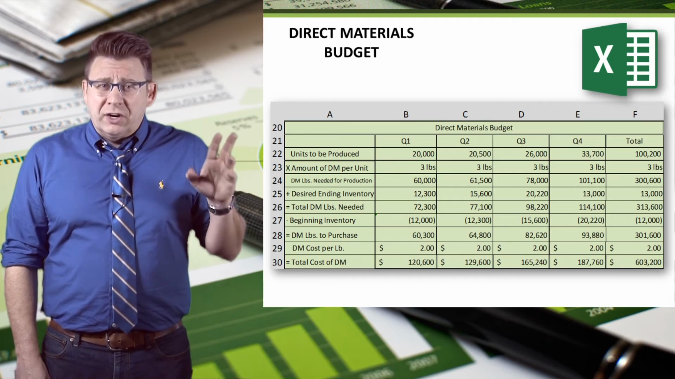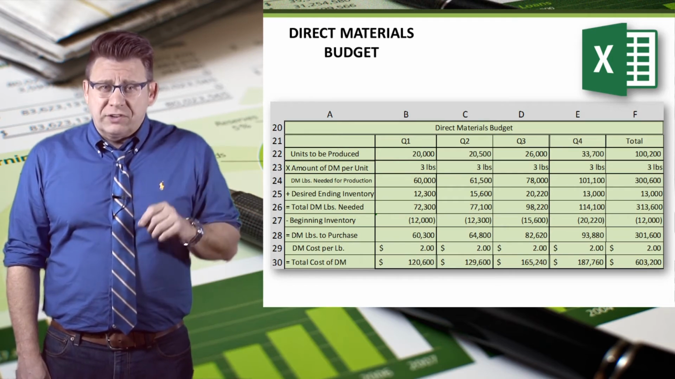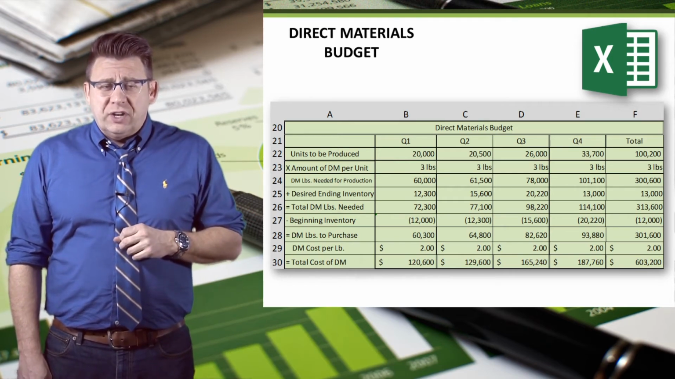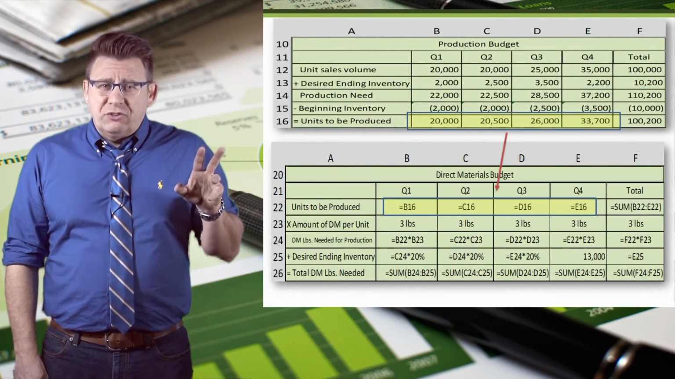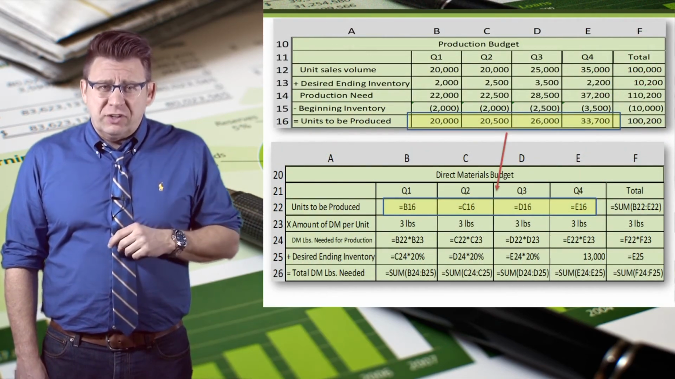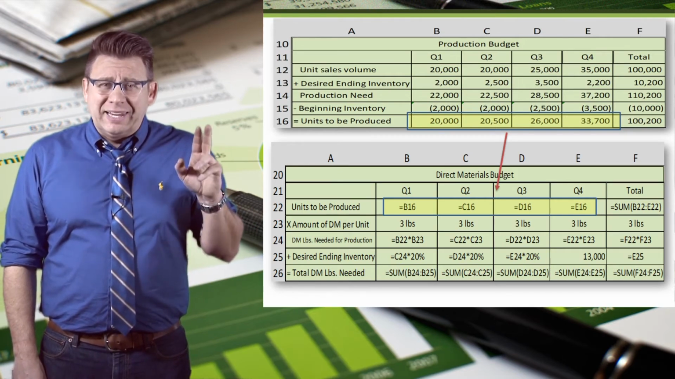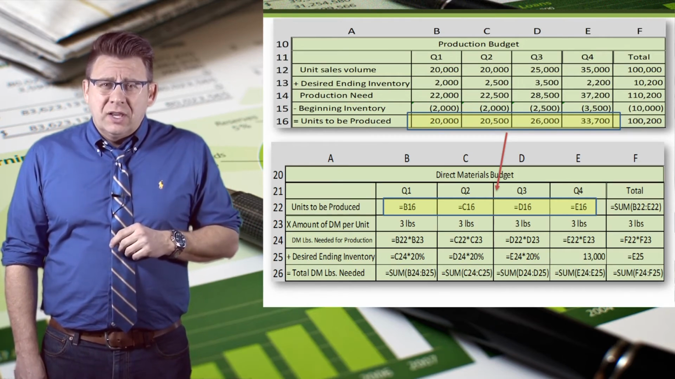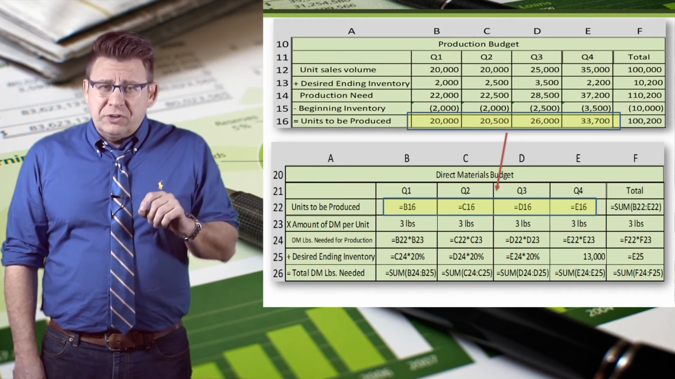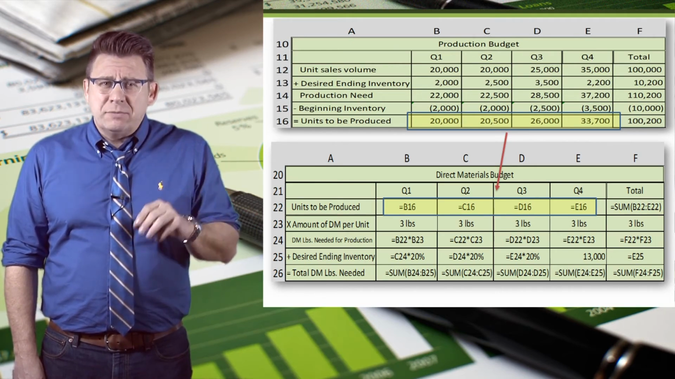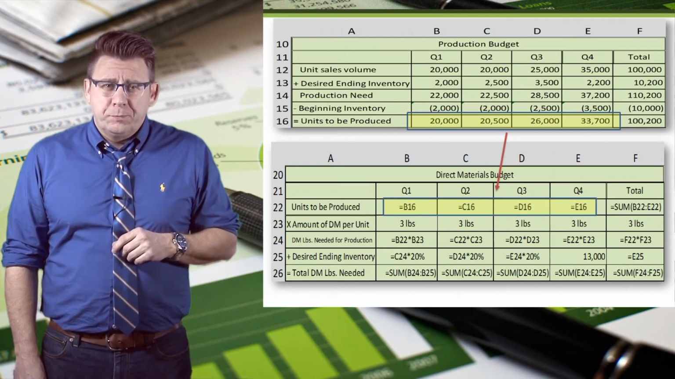Notice the column letters and row numbers. We will reference those when we build this budget in Excel. Here we have the production budget and the direct materials budget. We start by linking the two budgets together by having the units produced in the direct materials budget linked to the same cells in the production budget.